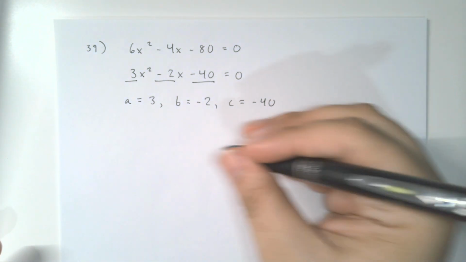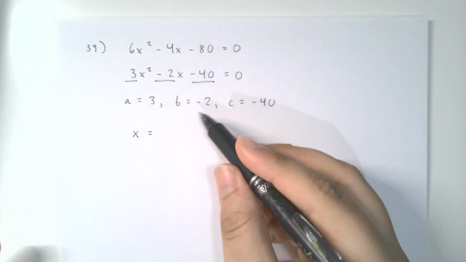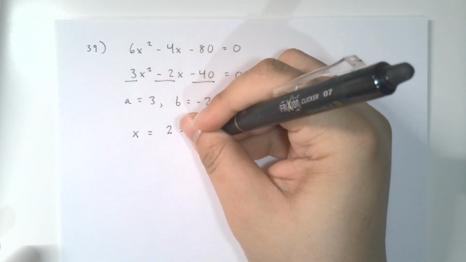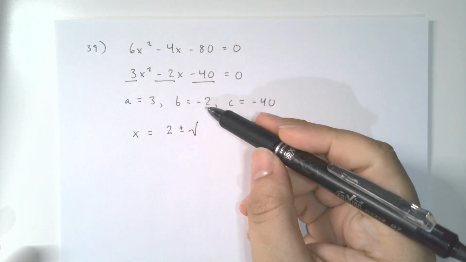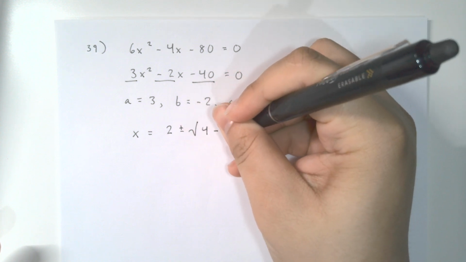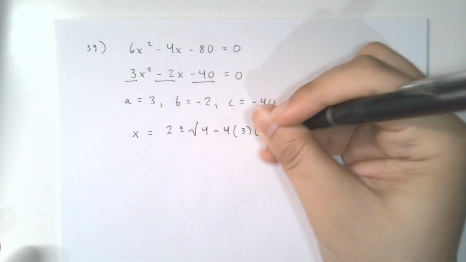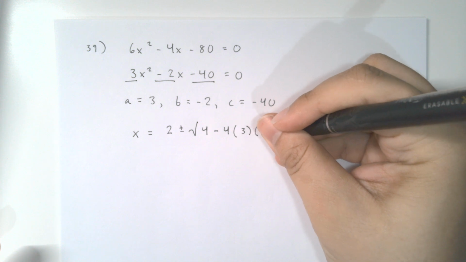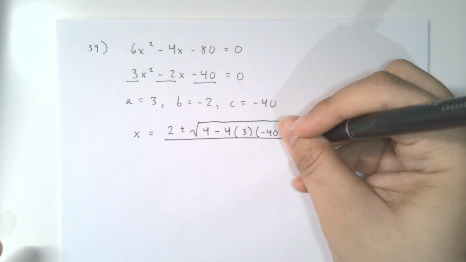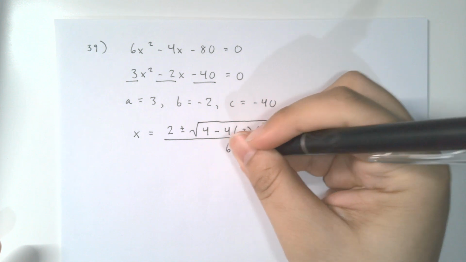So plugging into our quadratic formula, our variable this time is x. So we have x is equal to negative b, so negative negative 2. It's going to be positive 2, plus or minus the square root of b squared, so negative 2 squared is 4, minus 4 times a, which is 3, times c, which is negative 40, all over 2a, so 2 times 3 is 6.